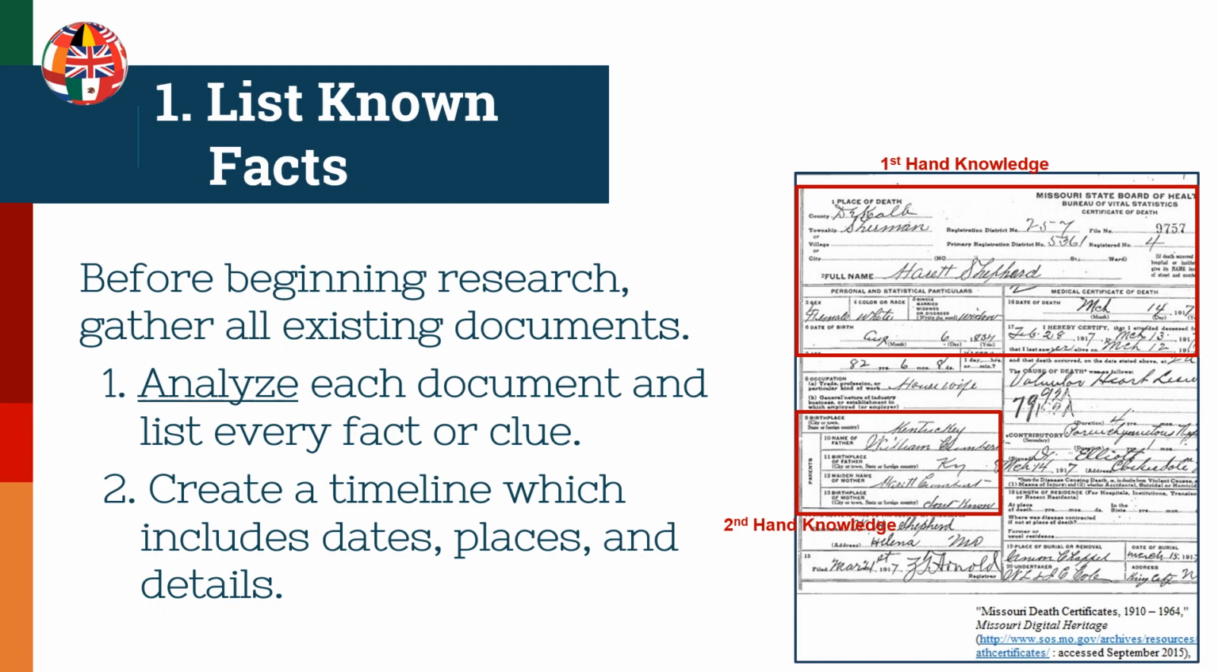The second aspect of step 1 is to list the known facts. Before beginning research, it is important to gather all the existing documents. Each of those documents should be reanalyzed, and each clue and fact should be listed out. It is also very helpful to create a timeline which includes the dates, places, and details.